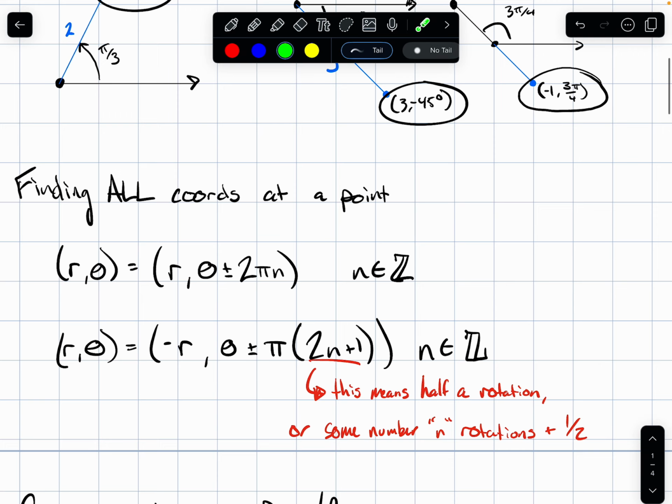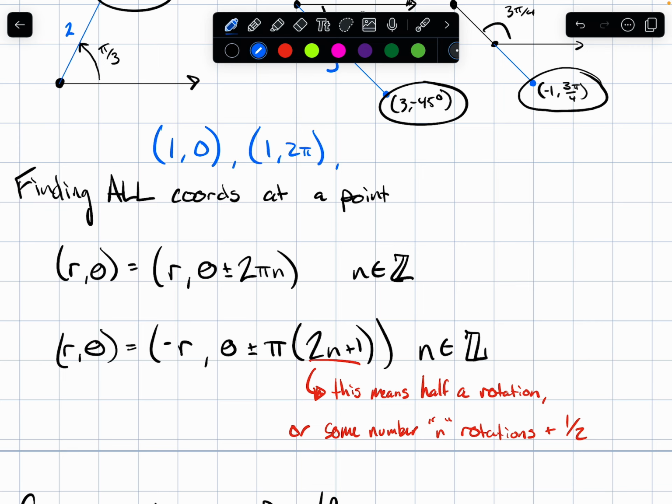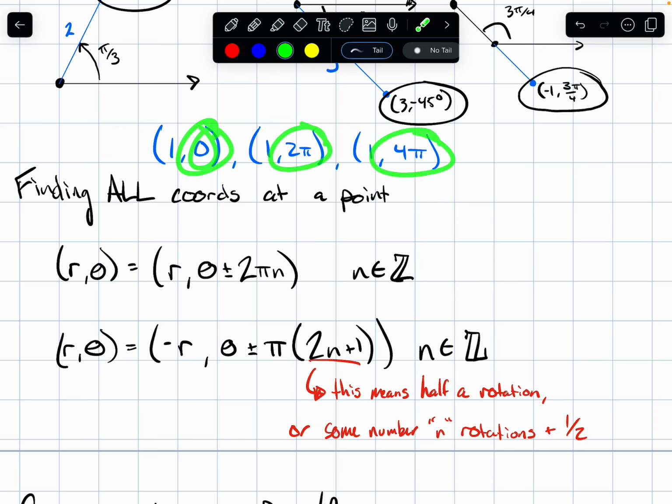Now, here are just a few little tidbits of information. If I want to find all the coordinates at one point, it would be true that if I add 2 pi to any coordinate, you'd end up at the same point. So for example, 1 comma 0, meaning my angle is 0, or 1 comma 2 pi, or 1 comma 4 pi, all of those points would end up being exactly the same, because I'm just rotating 0 times, then 1 time, then 2 times.